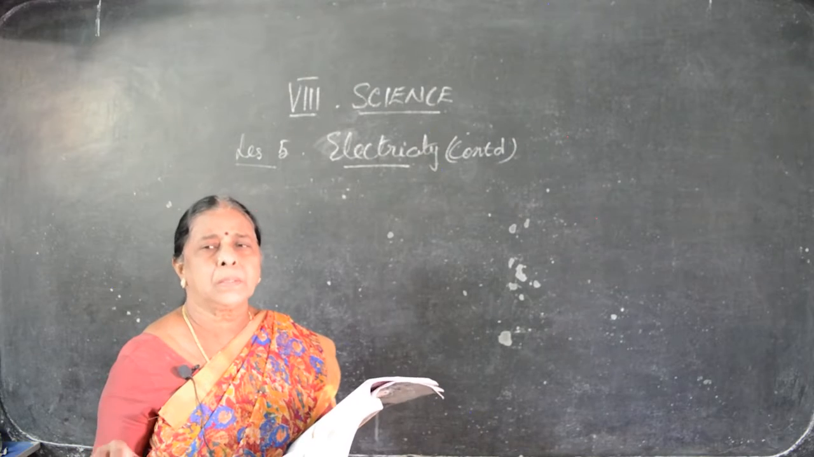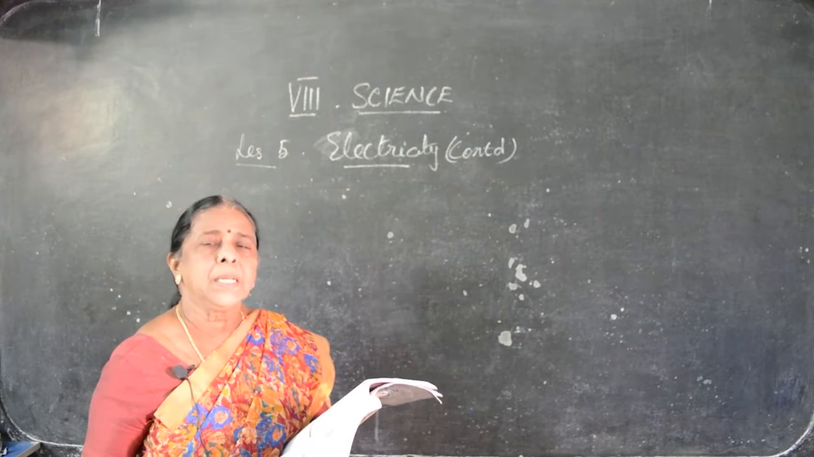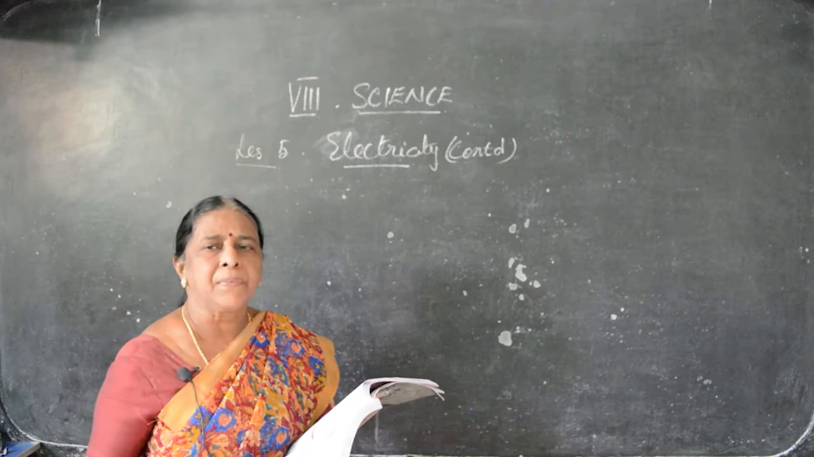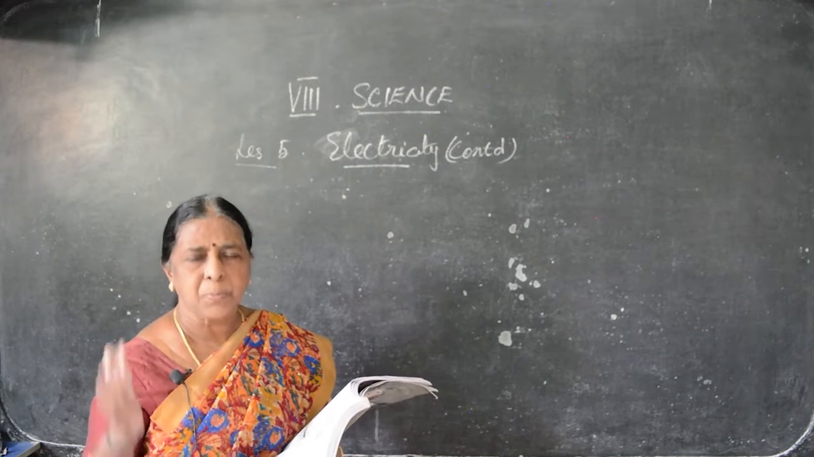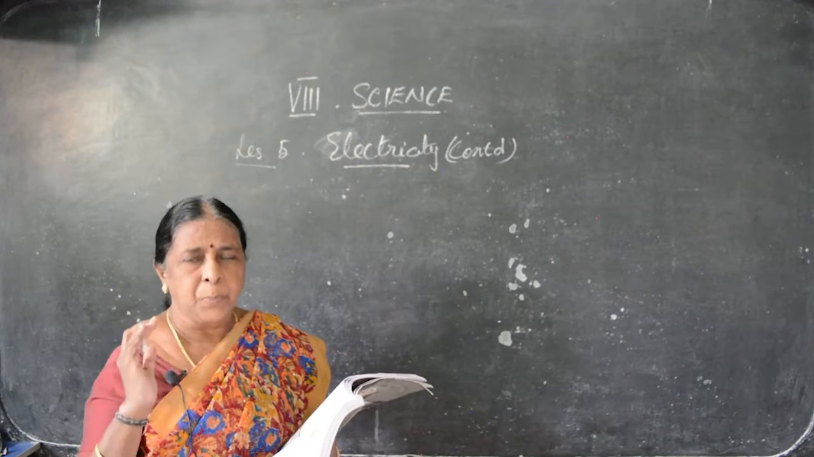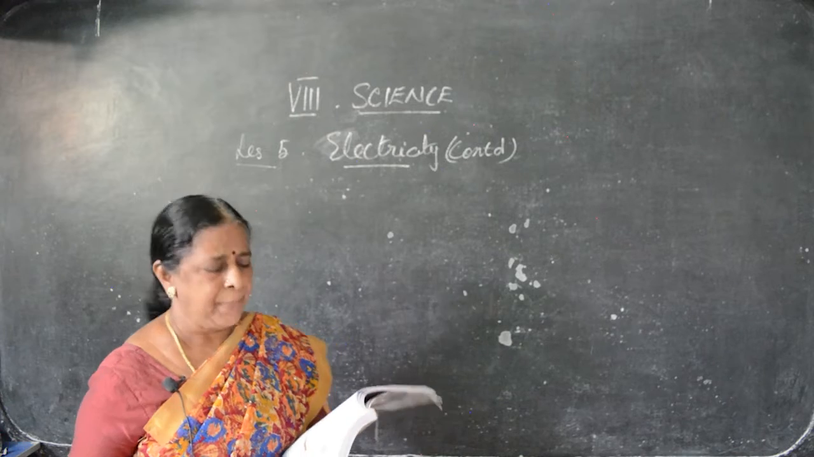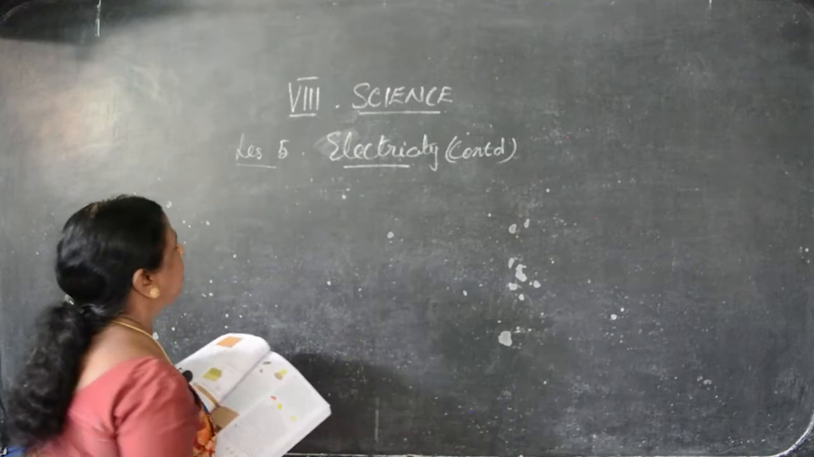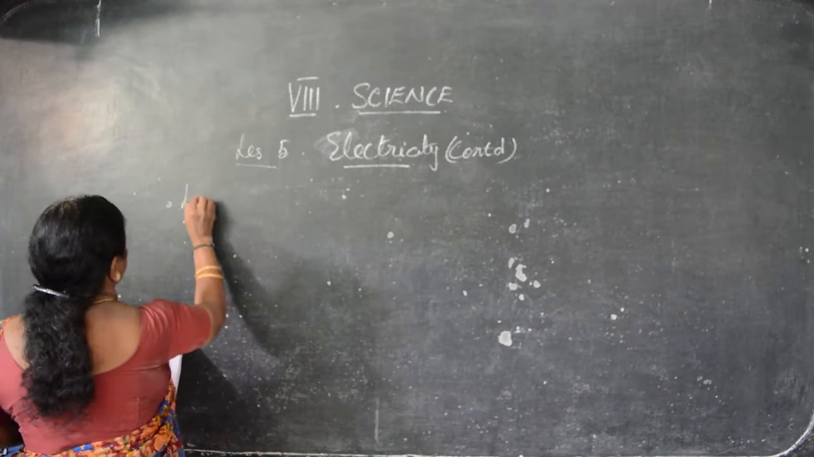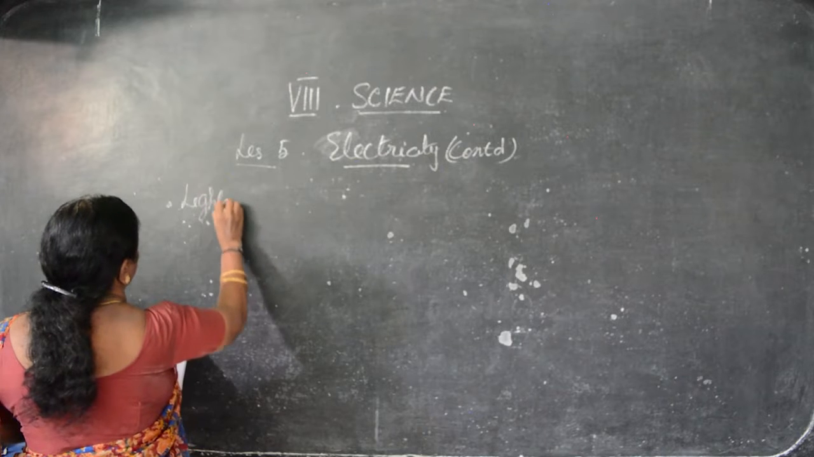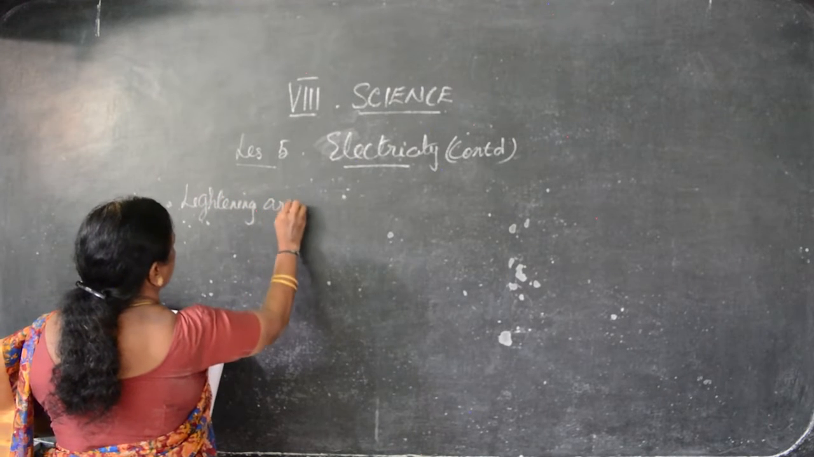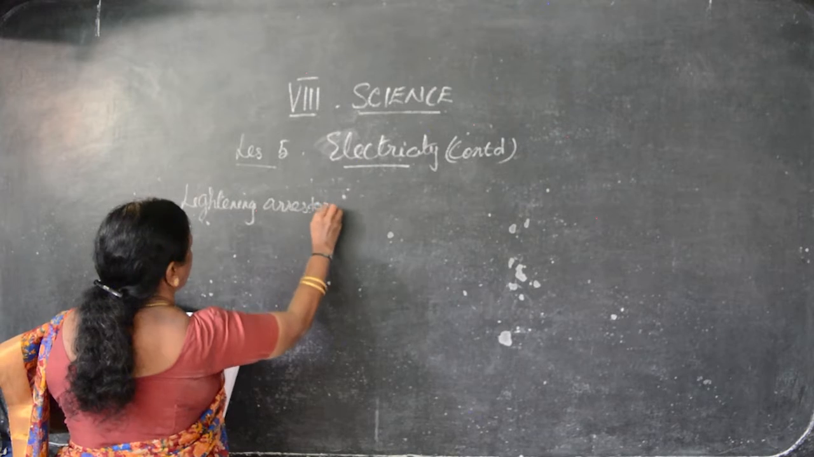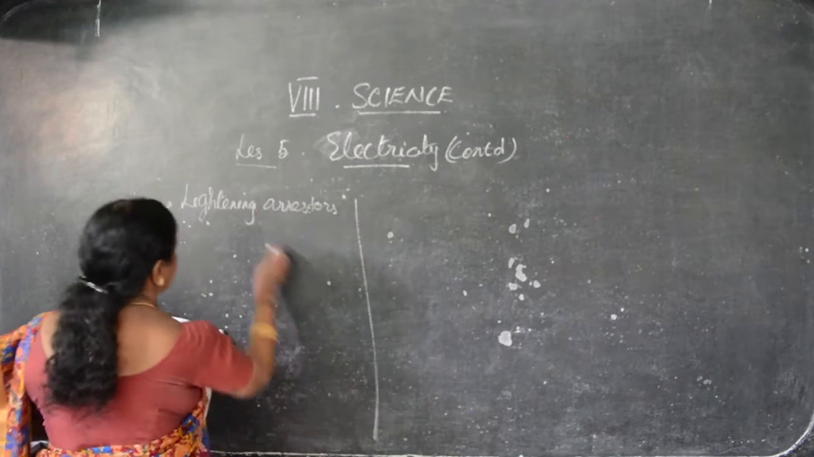To avoid the collapse of the building, while constructing itself, they keep lightning arresters. An arrestor is provided that protects from the lightning. It's known as what? Lightning arrestor. Now we have to see what is a lightning arrestor.